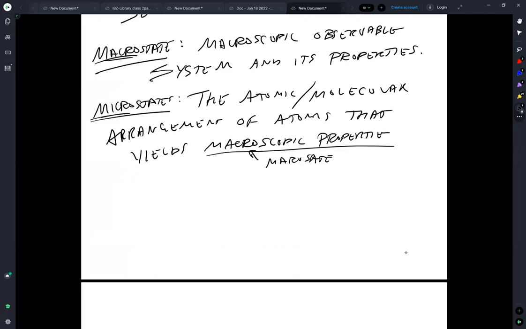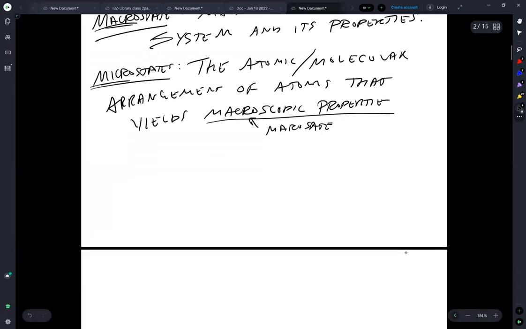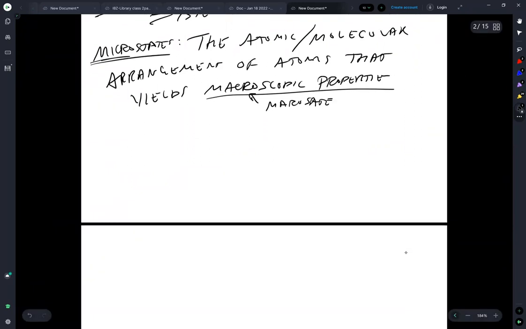But at any one moment, the atoms can be arranged in a different configuration. Even with an astronomical number of ways to arrange the atoms and molecules, that still results in a single macro state that's observable. And microstates are particularly important when we talk about statistical mechanics, and we will touch on that briefly here.